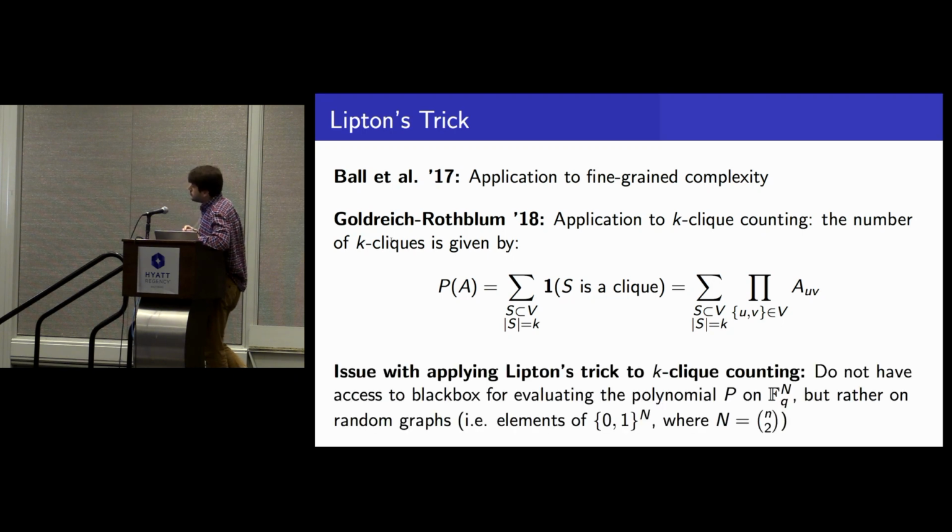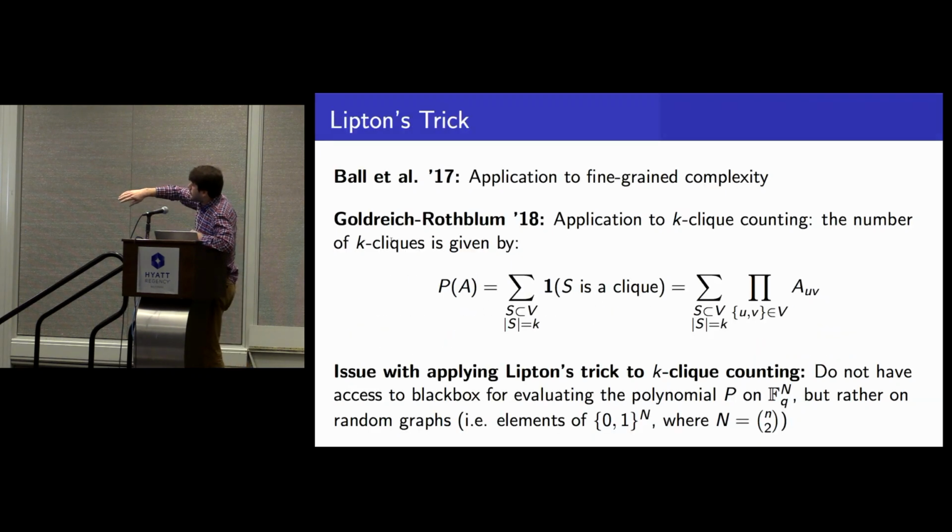Now, there is an issue with applying Lipton's trick to k-clique counting, because we don't have access to the black box for evaluating the polynomial P on random inputs over F_q^n. So the weights on the graph edges don't come from some finite field F_q; rather, we have a black box for evaluating the polynomial on random graphs where the weights of the edges are either 0 or 1.